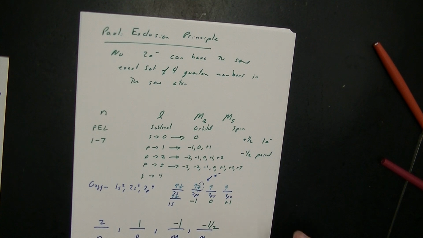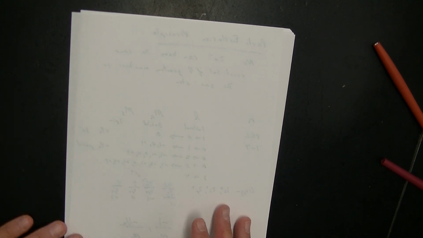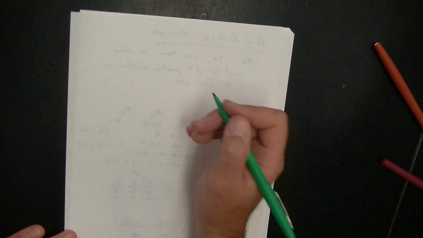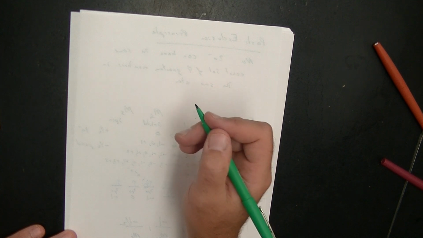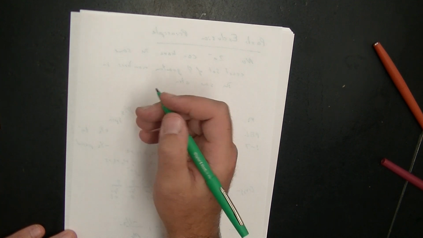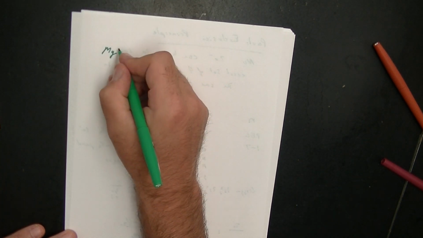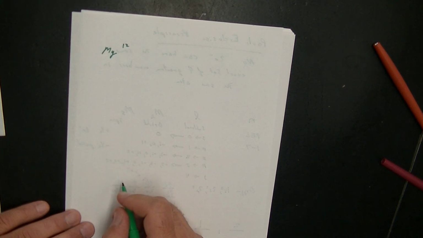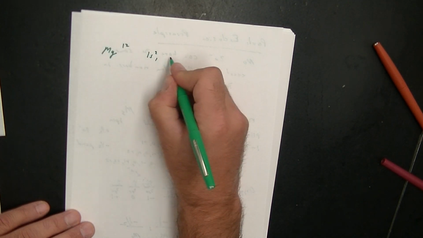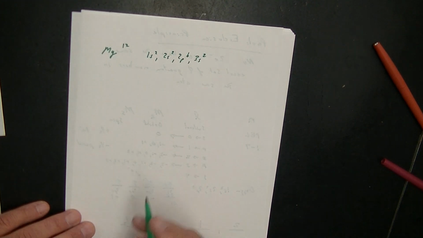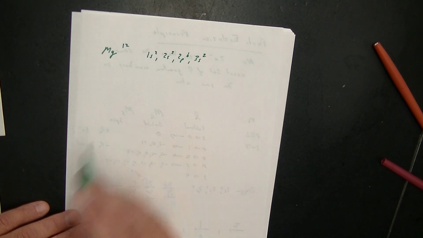All right, let's try another one. Let's do magnesium. It has 12 electrons. So it's 1s2, 2s2, 2p6, 3s2. So it's 2, 4, 10, 12 electrons.